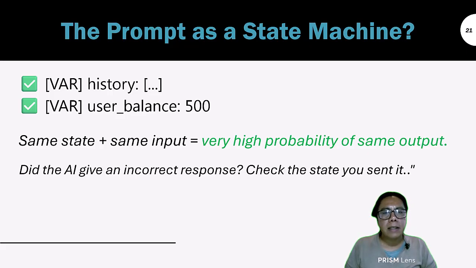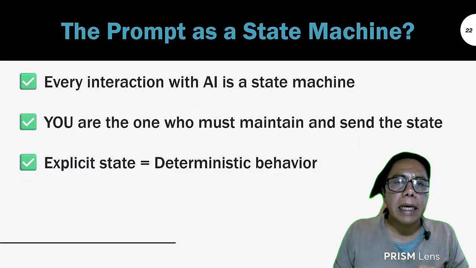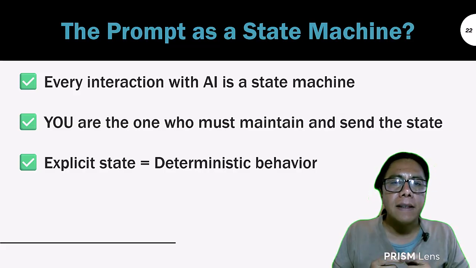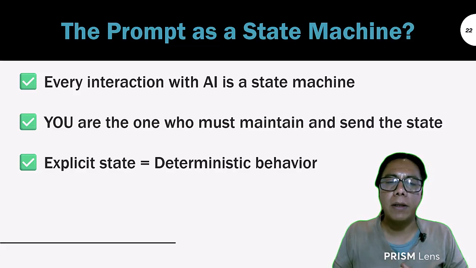If the artificial intelligence gave an incorrect response in a well-structured flow, most of the time the error is in how we define the rules or the state, not in the whim of the machine. As mentioned earlier, in a prompt using natural language, the artificial intelligence can give you different responses. Using symbolic prompting, you send it the same prompt multiple times and you will get consistent and predictable responses. Remember, every interaction with artificial intelligence is a state machine. You are the one who must maintain and send the state. Explicit state equals deterministic behavior.